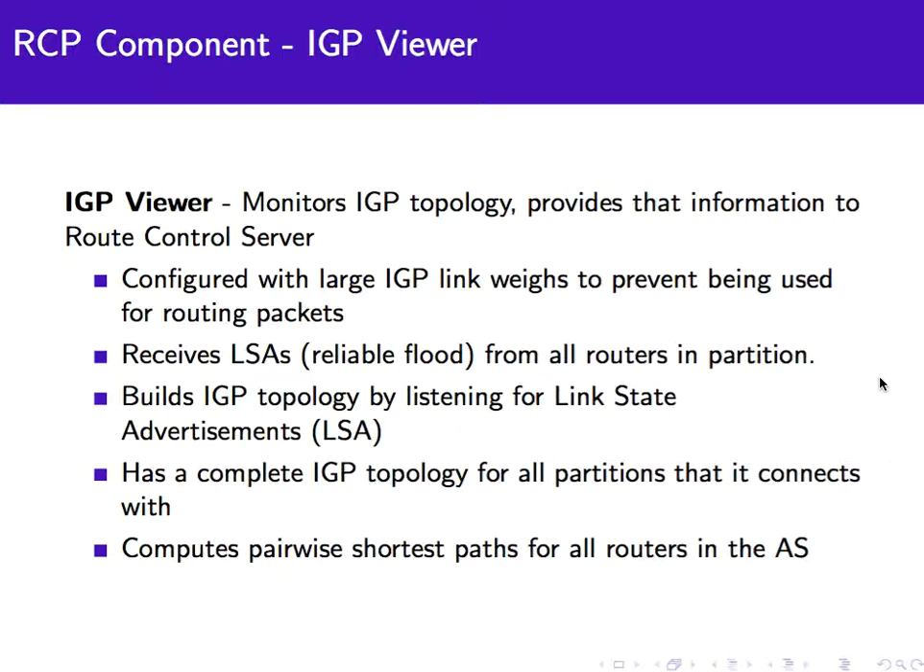The way it does this is the IGP viewer listens for link state advertisements, and it receives these advertisements using reliable flooding from all routers within the partition. It gathers a complete IGP topology for all partitions that it connects with. And once it gets that, it computes pairwise shortest paths for all routers within an autonomous system.